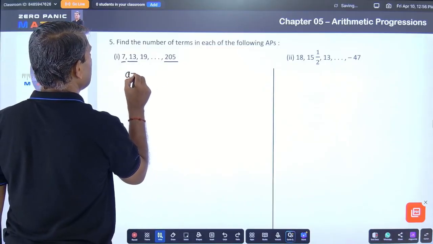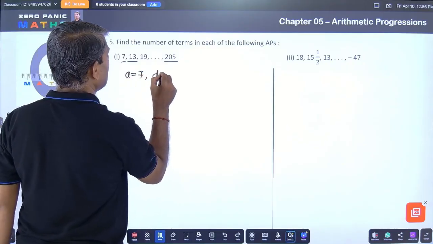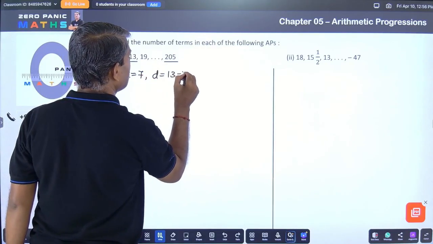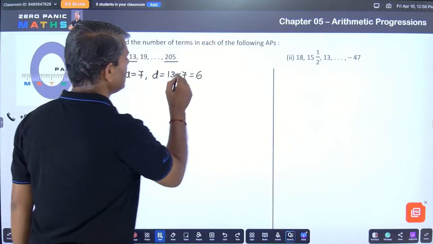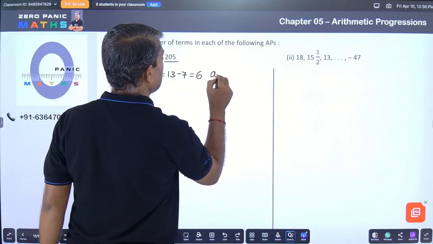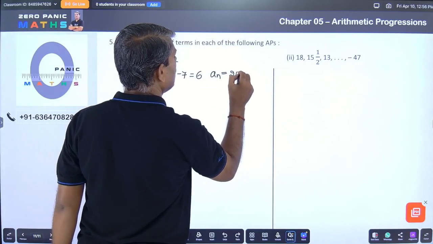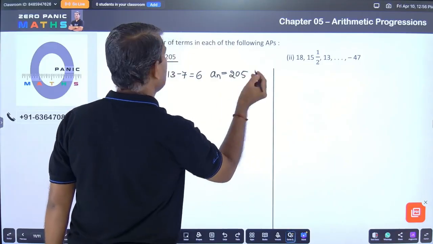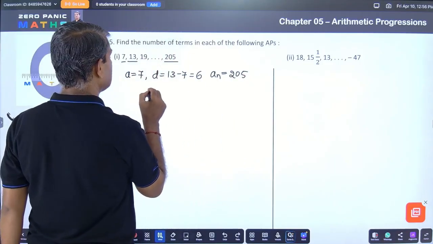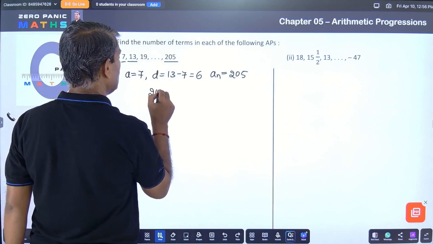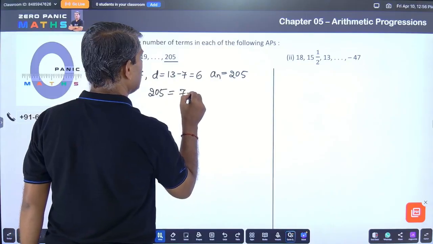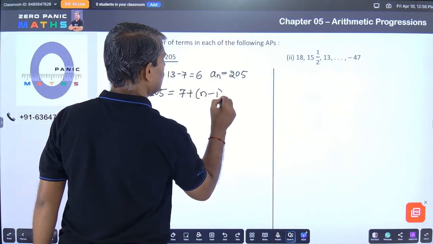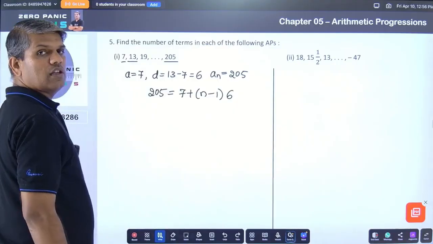Now we need to find n here, right? So a is equal to 7, and d is 13 minus 7, which is equal to 6, right? a_n is equal to 205, and we need to find the value of n. Let us write that. a_n is equal to 205 and a plus (n minus 1) into d, that is 6.